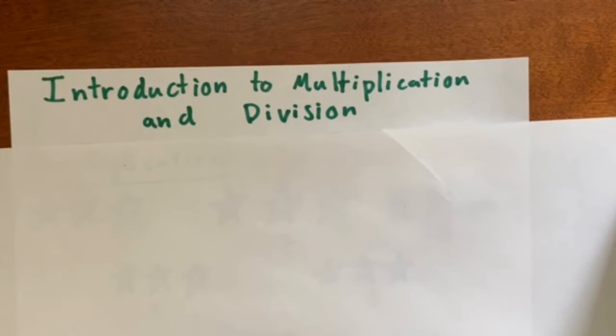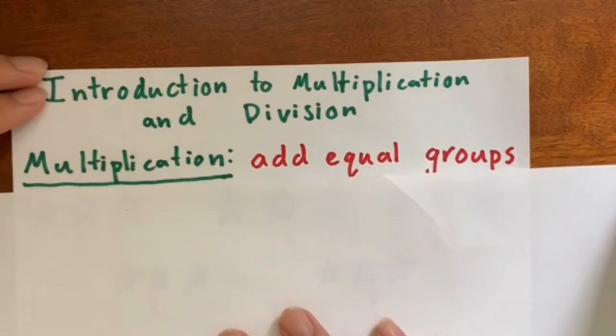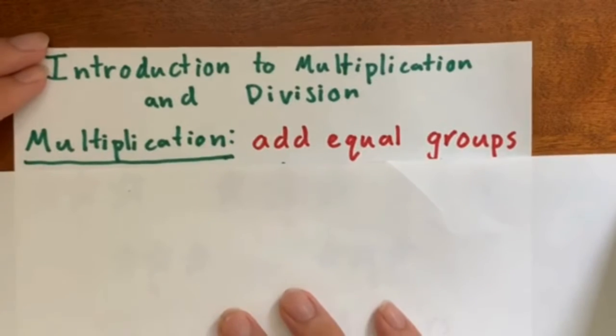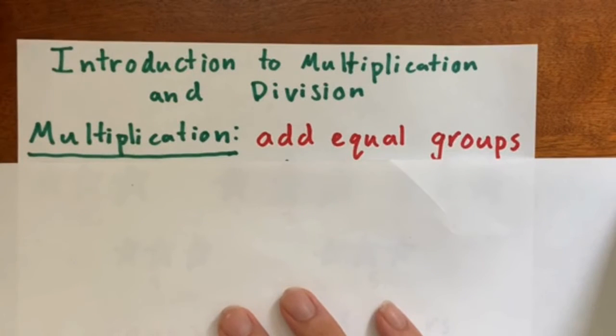Today we have an introduction to multiplication and division. So to start off, multiplication essentially just means to add equal groups of numbers together. So let's come up with an example for this.